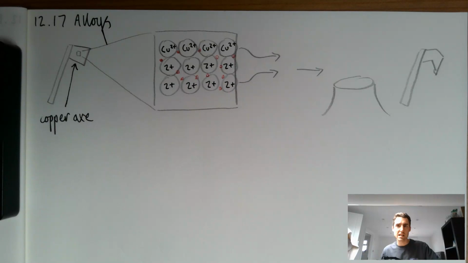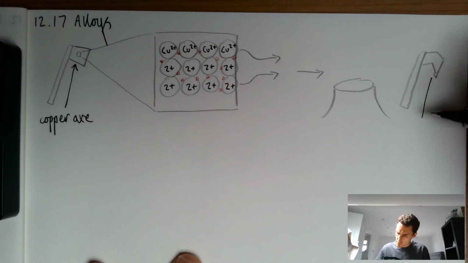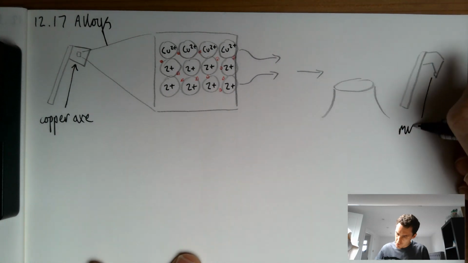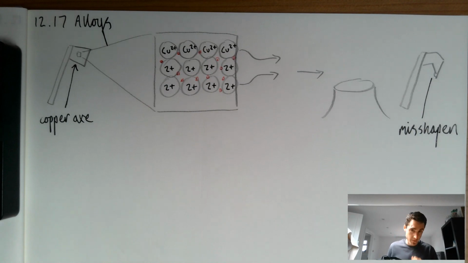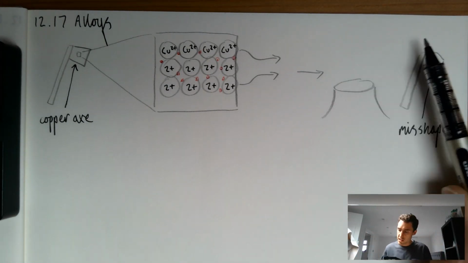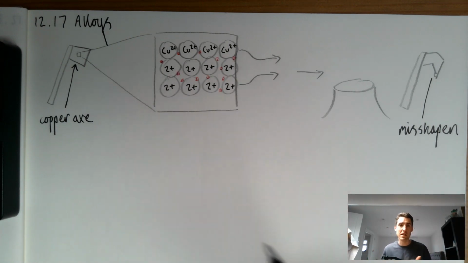I've got a bent axe, which is obviously not what I want. So I might just put misshapen or out of shape, something like that. I think misshapen is spelled like that. Anyway, the point is that the reason this has happened is that these layers have been allowed to slide over one another because of the structure of the copper.